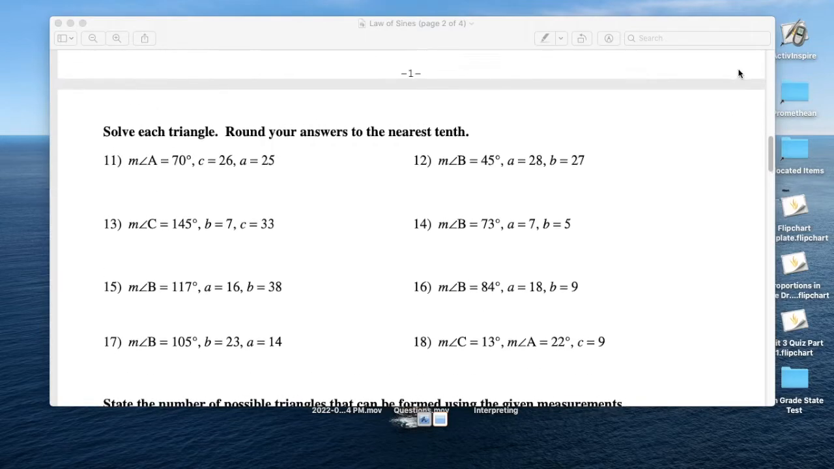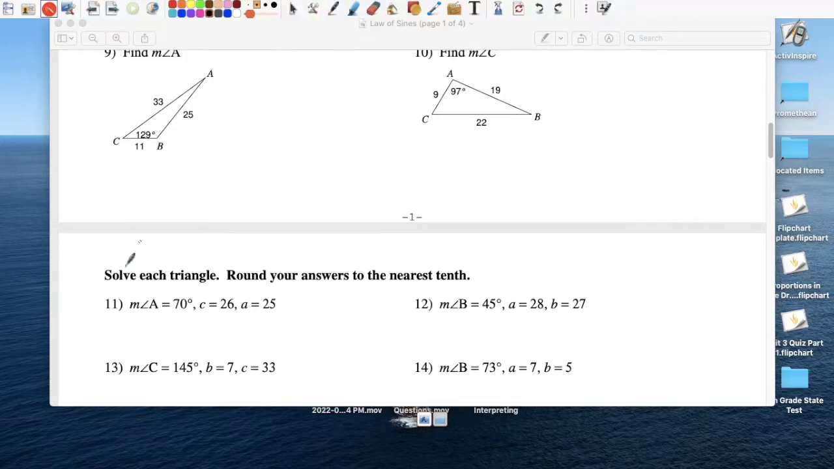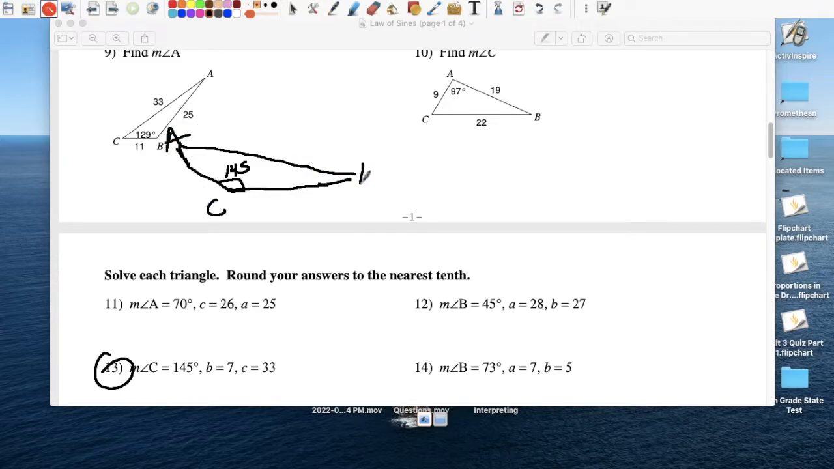Okay, so 13. I need some room, so I'm going to put 13 here at the bottom. Let's circle it. Seems like we need everything from the triangle, so let's draw the triangle. So angle C is a big angle. Okay, so that's 145. So my triangles have a little curve. So let's call this C. Let's call this A, and let's call this B. Let's see if that works out.